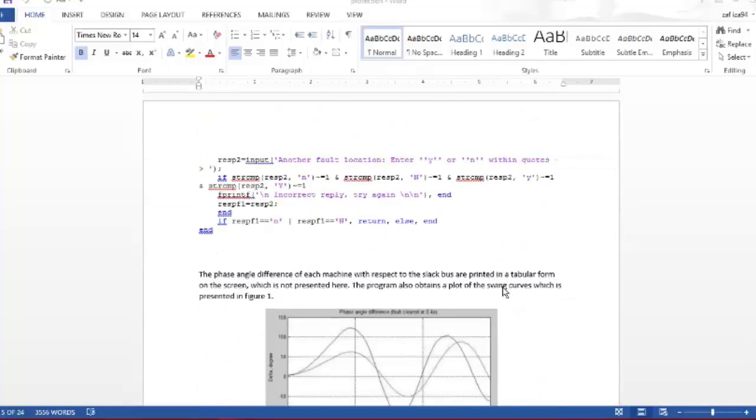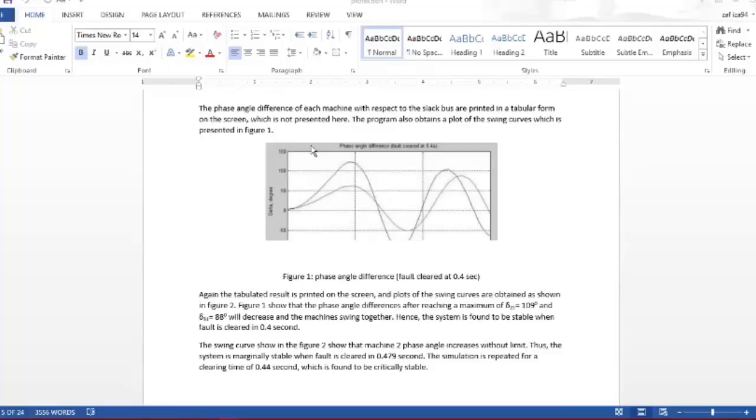The phase angle difference of each machine with respect to the slack bus appears in tabular form on the screen, which is not present here. The program also obtains a plot of the swing curve, which is present in figure 1.